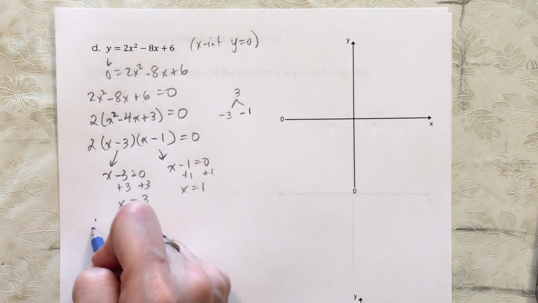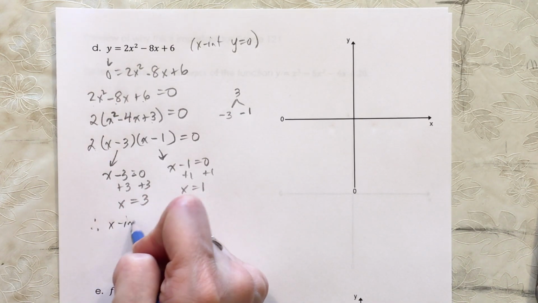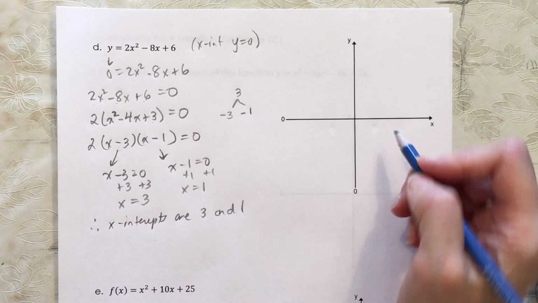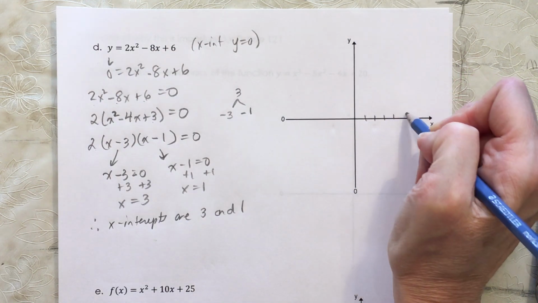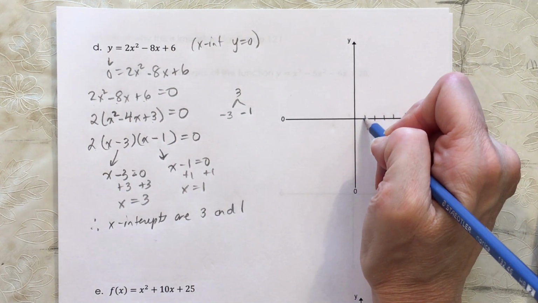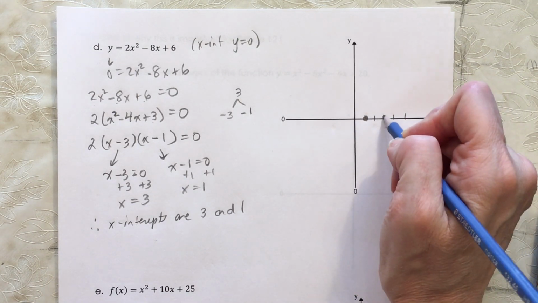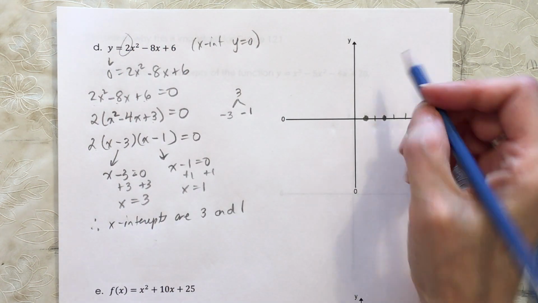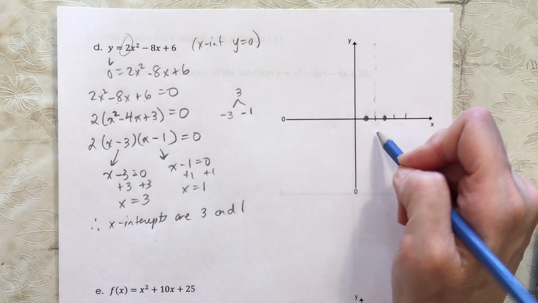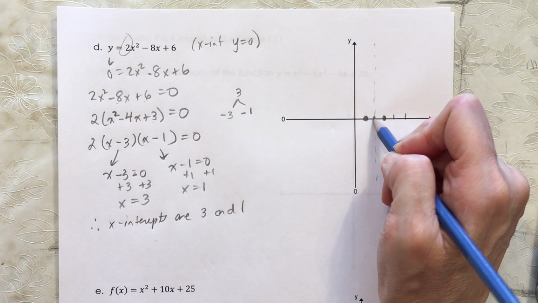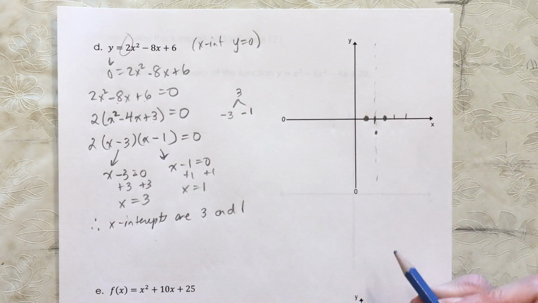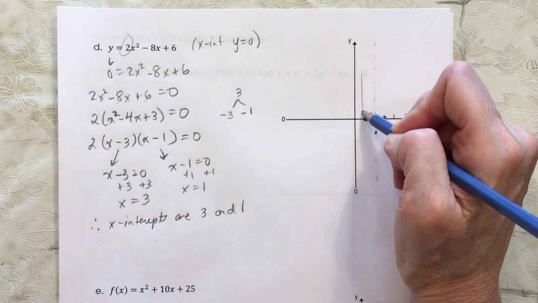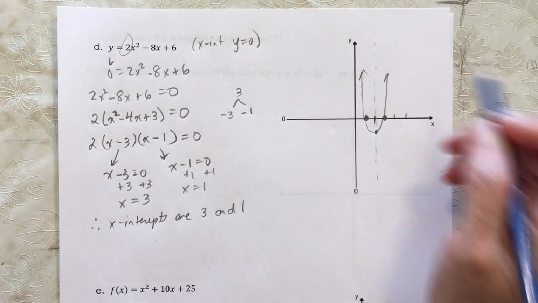So we've got our x-intercepts. Our x-intercepts are 3 and 1, both positive. So at 1, there's an x-intercept, and at 3, there's an x-intercept. And we've got a positive step number of 2, so it's easy to see here that our vertex is going to be along x equals 2, and we know we're opening upward. So there's a little sketch of our parabola.